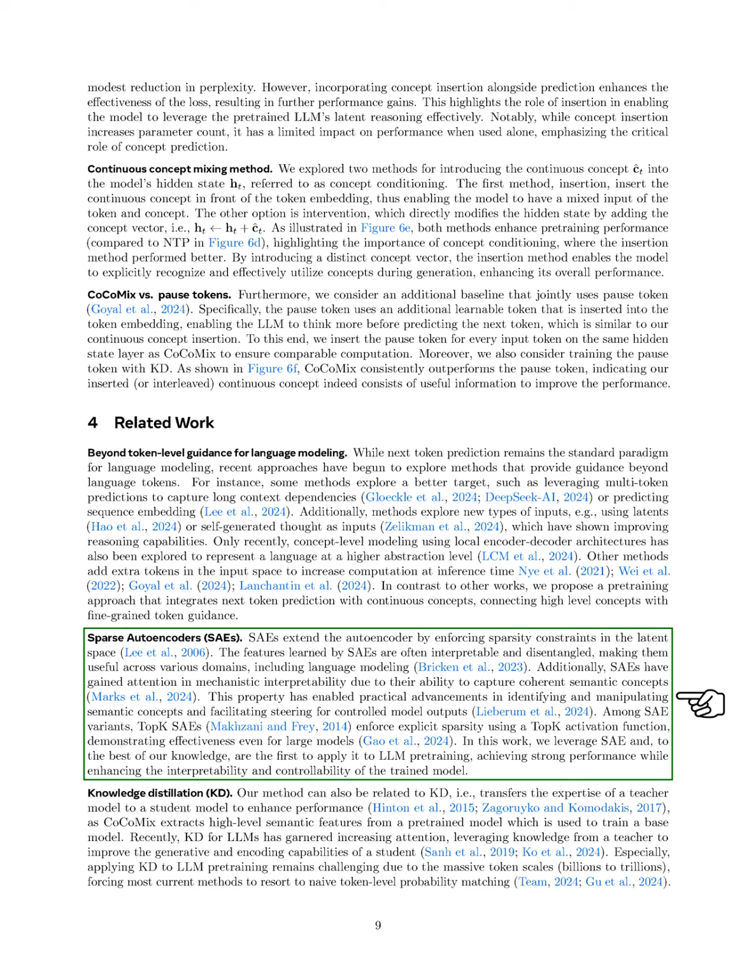We also explore sparse autoencoders, SAEs, which enhance traditional autoencoders by adding sparsity constraints in the latent space. The features learned through SAEs are often interpretable and distinct, making them valuable in various fields, including language modeling. SAEs have gained traction in mechanistic interpretability because they can capture coherent semantic concepts, aiding in the identification and manipulation of these concepts for controlled model outputs.